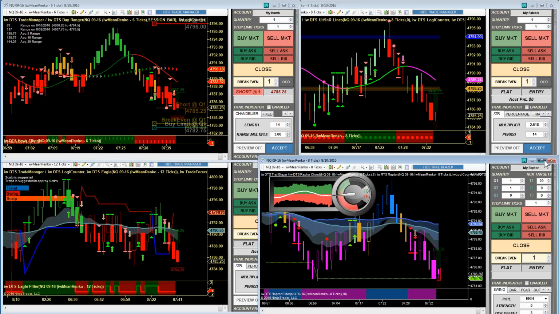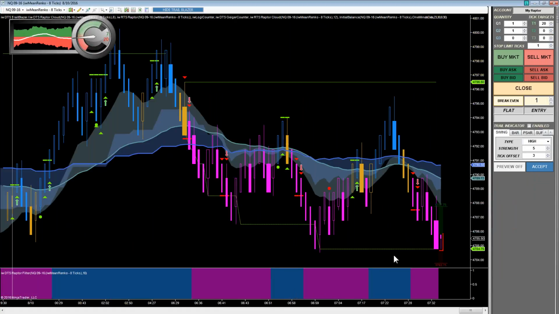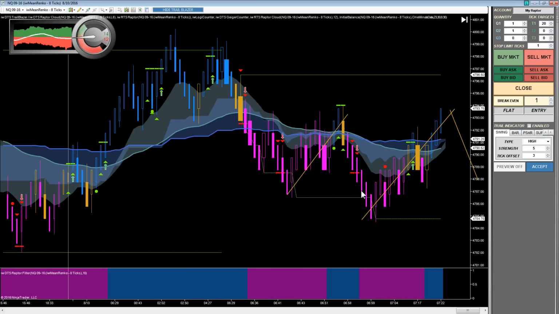Let's see what we got here on the Raptor. Still just kind of sideways. Here's the danger with sideways markets: you start to see things, right? You start to justify things. You could look at that and say, hey, that's a double pullback, I should sell that. Well, yes, no. It's not really a double pullback.